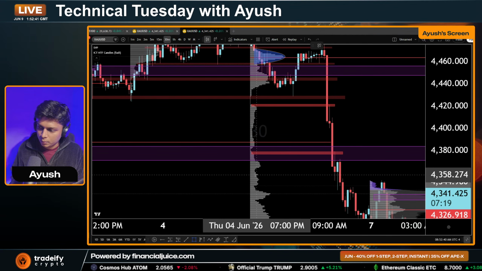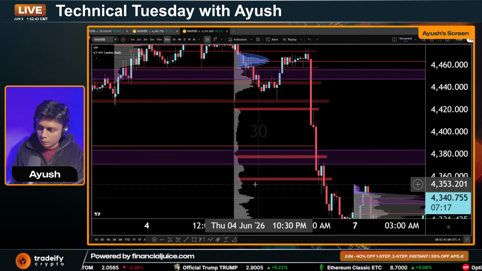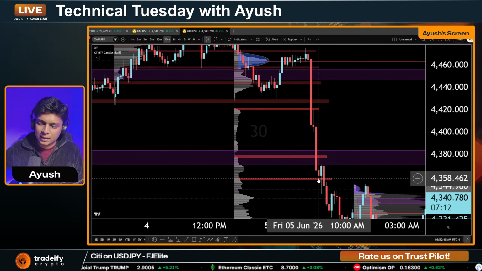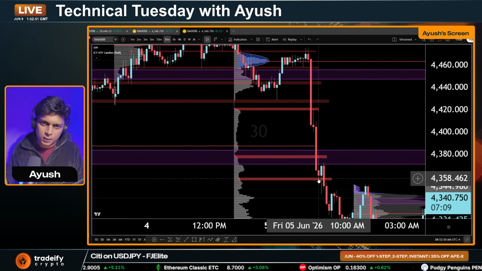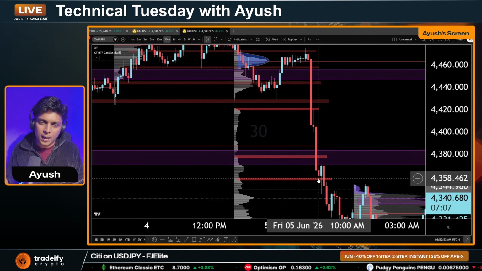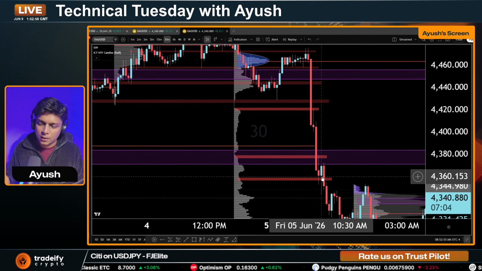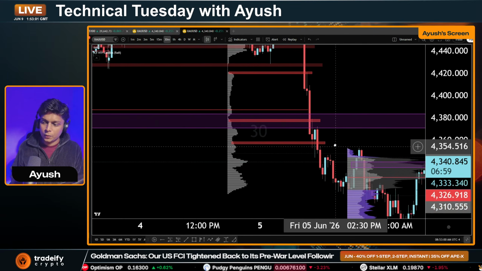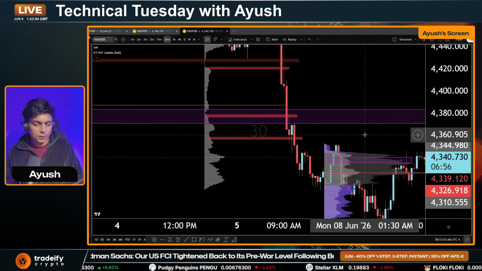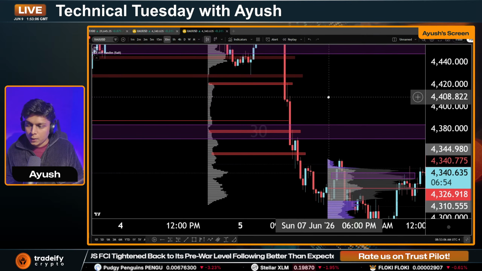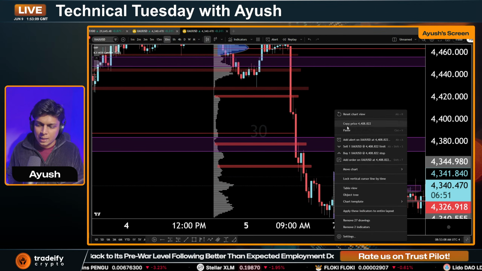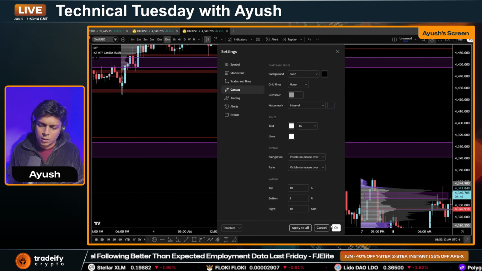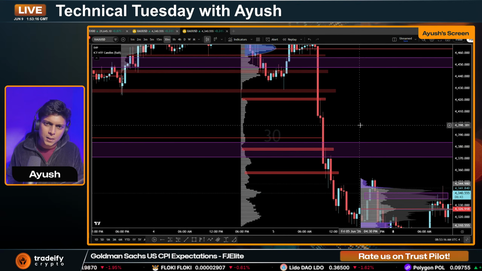We had this support at this zone, which was the edge of this volume node, but sellers said no, we have bigger orders to push price lower, sorry, to buyers. If you're long in this area, be ready to take the stop loss and go home. And it continued lower and lower and lower. So that's how the volume profile helps you to understand levels which might not be visible with a basic understanding of wicks.